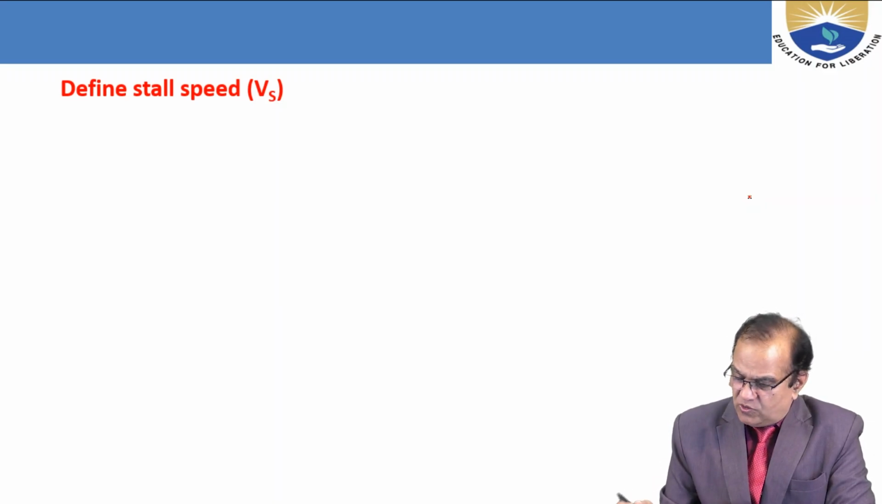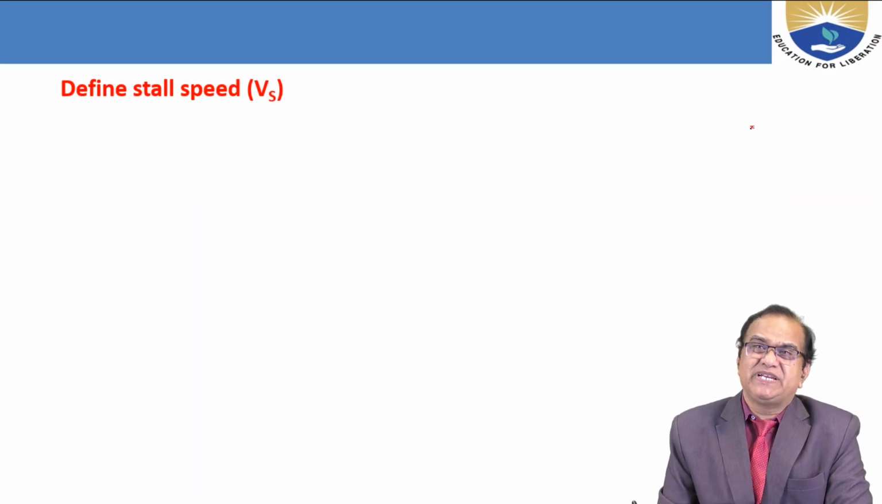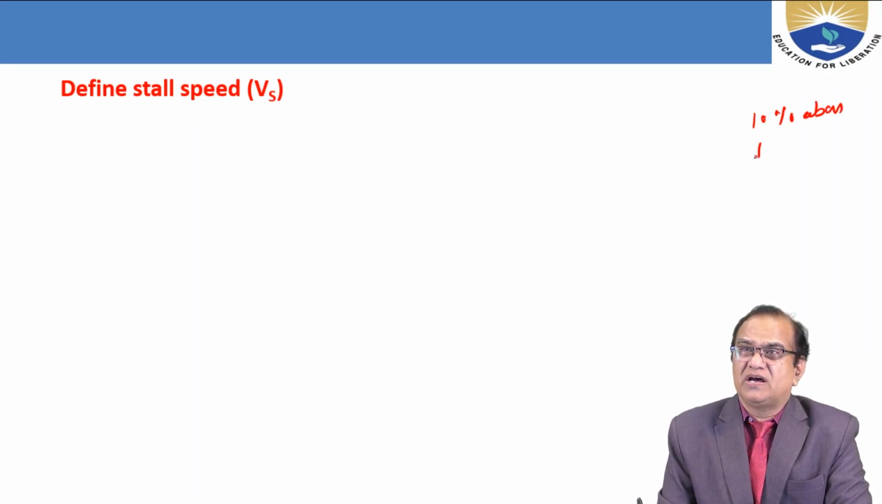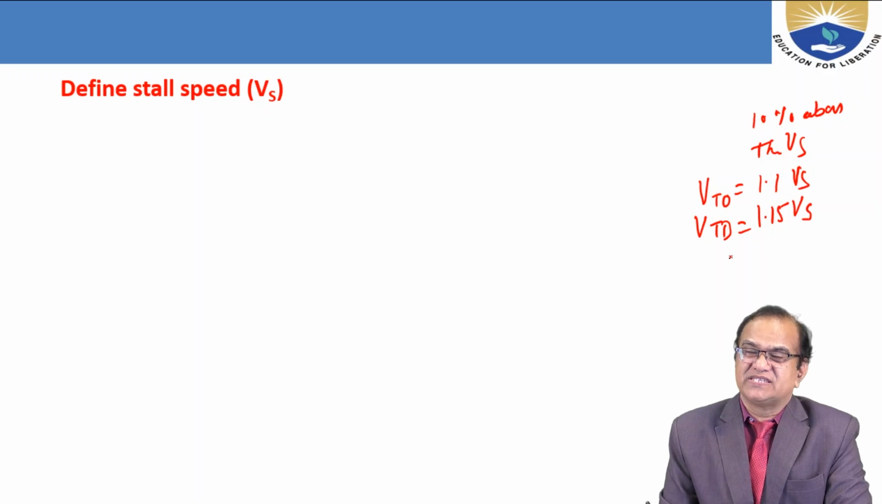Define stall speed. We know that stall speed is the minimum speed at which the aircraft will sustain in the air. So it is very important that our aircraft should not go below this speed. We always maintain a minimum of 10% above Vs. So the actual V takeoff should be 1.1 Vs. V touchdown is equal to 1.15 of Vs.